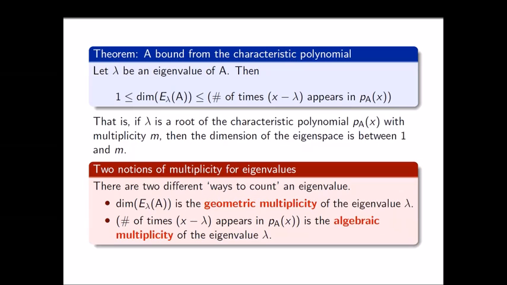Here's an important thing to remember: there are two notions of multiplicities for eigenvalues, in other words, two different ways to count an eigenvalue. One of them is called the geometric multiplicity, and the other is called the algebraic multiplicity. The geometric multiplicity of the eigenvalue lambda is just the dimension of the lambda eigenspace. And the algebraic multiplicity of the eigenvalue lambda is just the number of times x minus lambda appears in the factorization of the characteristic polynomial.